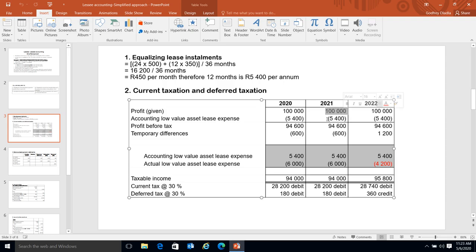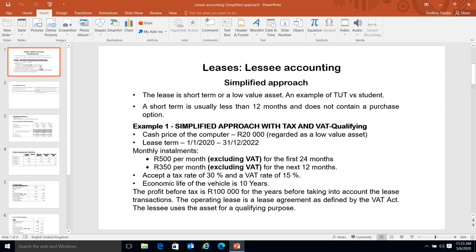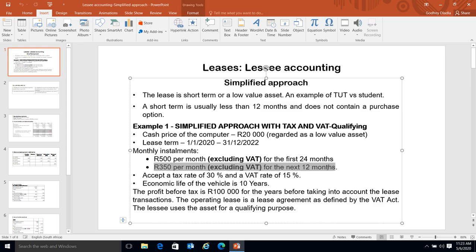Again, you start with 100,000. The standard is 54. Same as last year, 54. You reverse. You cancel this one. And then you put the actual amount, which is still 500 times 12. It gives you more or less the same thing. Right. And then you come to last year. You pay again 54, which is standard amount. And then it will be reversed here. And then the actual is 4.2 because it's 350. Sorry, the last year is 350, which is this one.